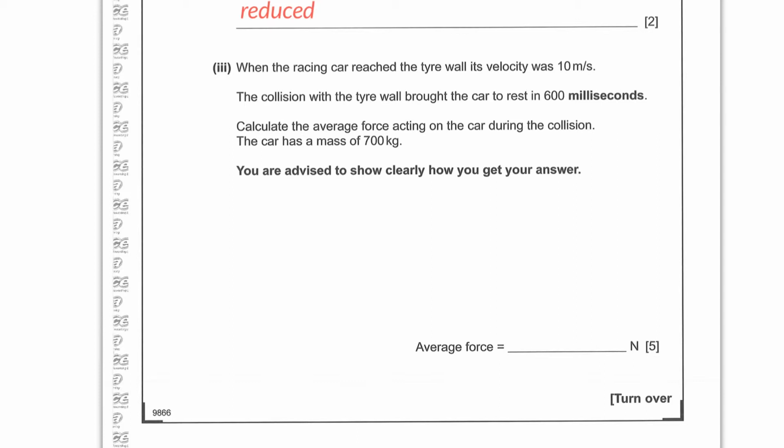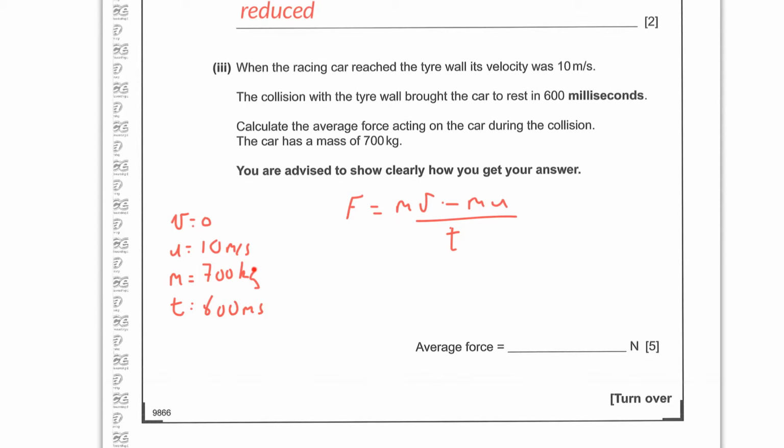Okay, so this is using that equation and filling it in. So we've just got our statement of Newton's second law, that F is mv minus mu over t. And then we make a list of what we know here: v is 0, u is 10, mass is 700, and t is 600 milliseconds. So we're just filling that equation in now. And so we've got 700 times 0, minus 700 times 10, over 600 times 10 to the minus 3, because milli is 10 to the minus 3, so 600 milliseconds. And that gives us 11,667 newtons.